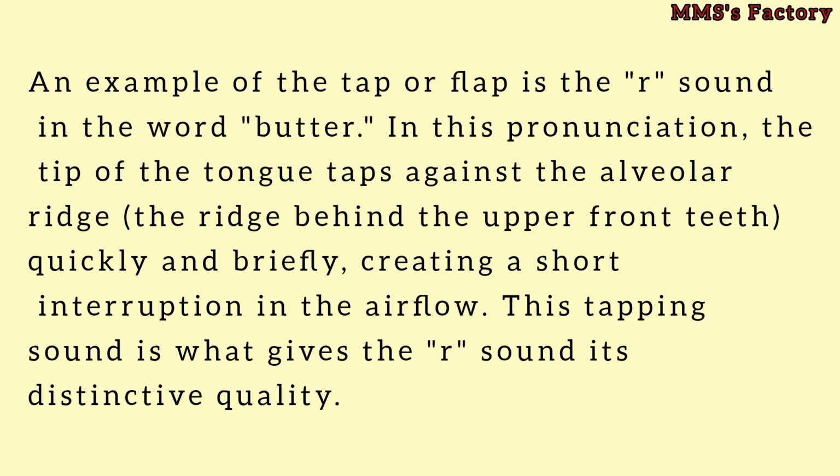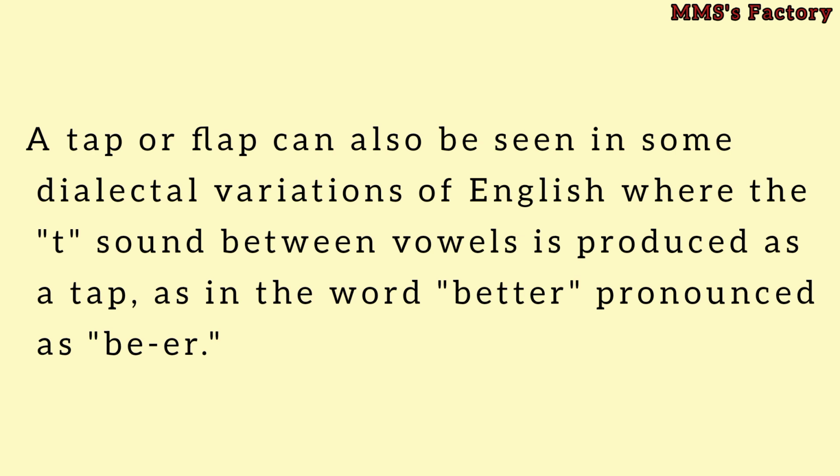In this pronunciation, the tip of the tongue taps against the alveolar ridge, the ridge behind the upper front teeth, quickly and briefly, creating a short interruption in the airflow. This tapping sound is what gives the R sound its distinctive quality. A tap or flap can also be seen in some dialectal variations of English where the T sound between vowels is produced as a tap, as in the word better, pronounced as "berr".